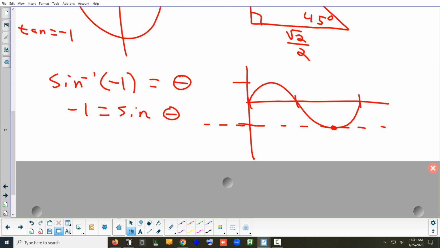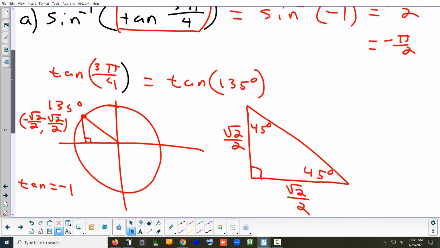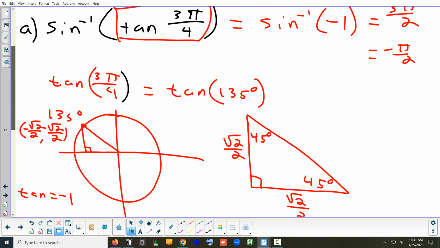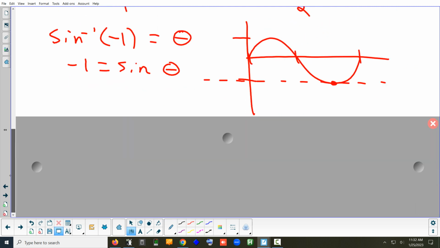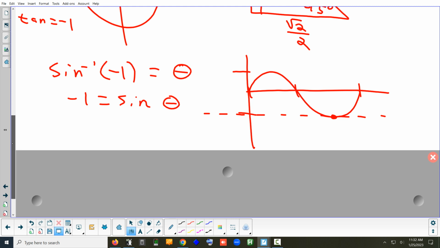Okay, so that one's a little bit different, but it's all numerical. There's no Pythagorean theorem, and no real algebra like solving an equation. You did have to know your unit circle trig to figure that out, and then you have to know what the graph of sine looks like.